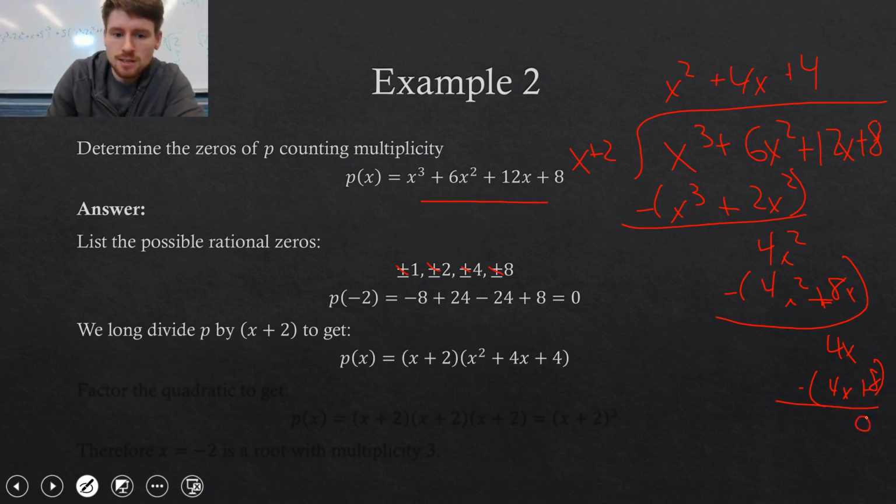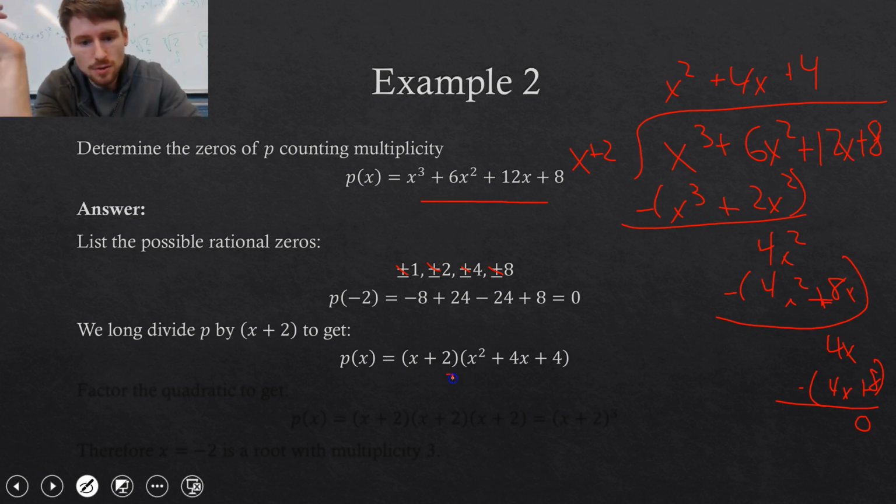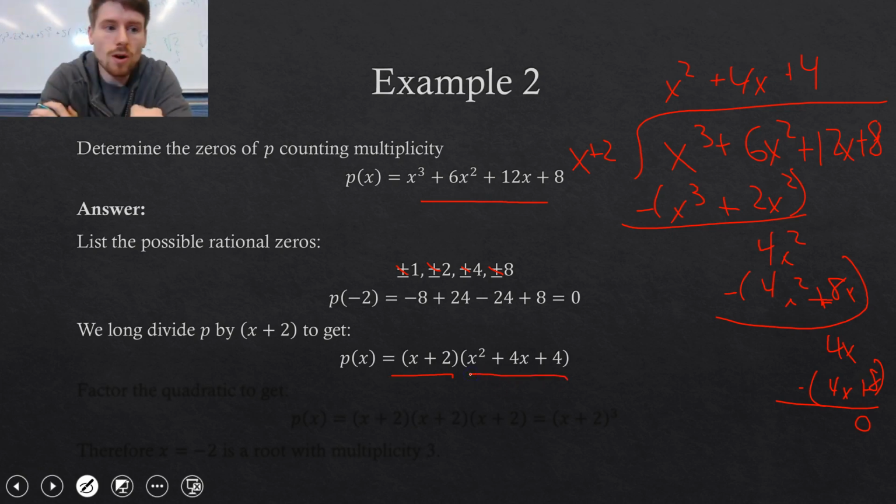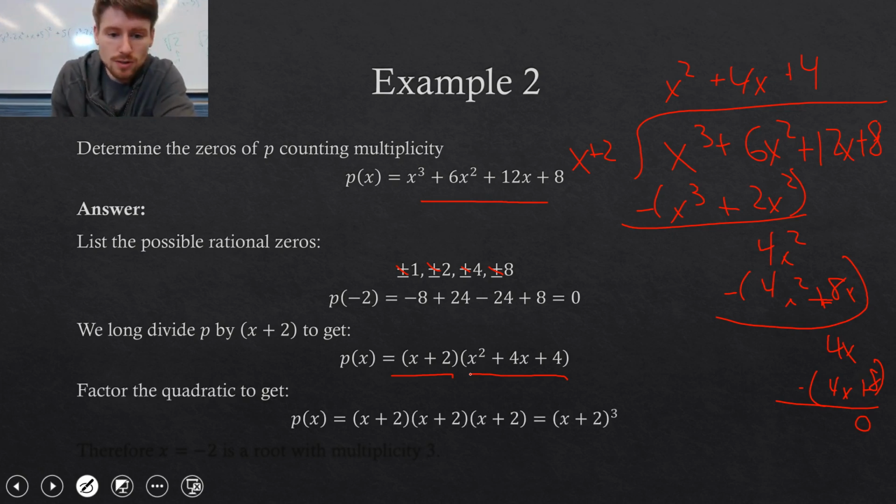And so that gets us, the original polynomial is x plus 2, that factor we divided out, and then what's left, x squared plus 4x plus 4, is our quotient. Okay? And now we factor that quadratic. And lo and behold, it's x plus 2 times x plus 2 times x plus 2. So this is a repeated root.